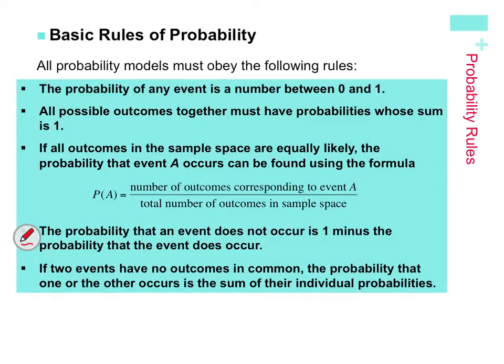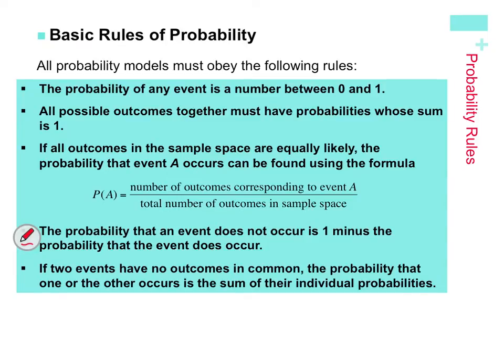If two events have no outcomes in common, the probability that one or the other occurs is the sum of their individual probabilities. So if one event occurs in 40% of all trials, a different event occurs in 25% of all trials, and the two can never occur together, then one or the other occurs 65% of all trials, because 40 plus 25 is 65.